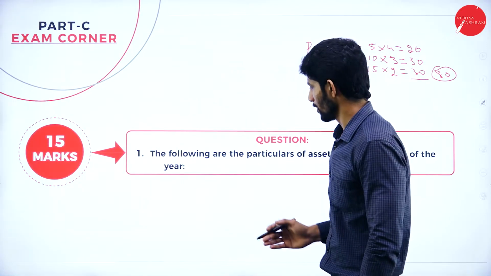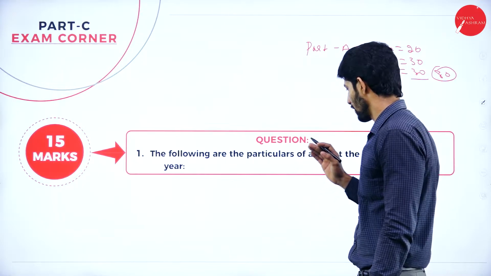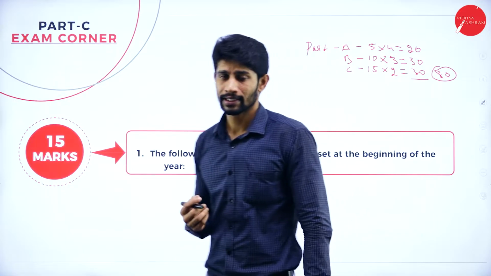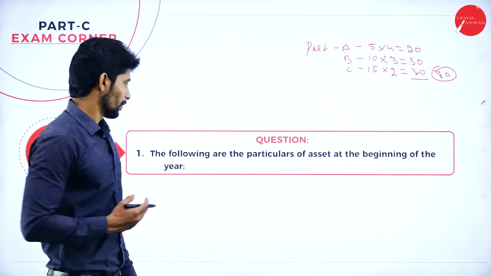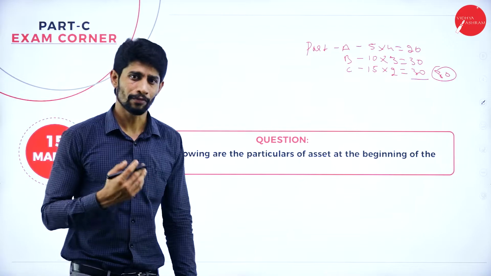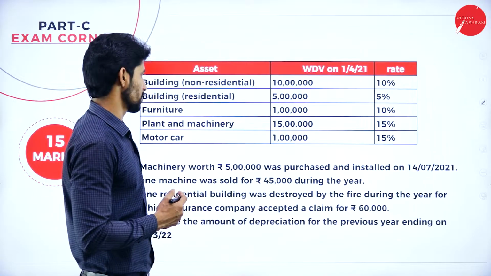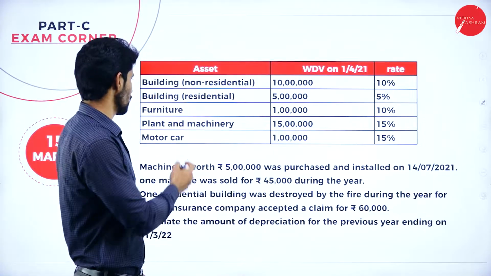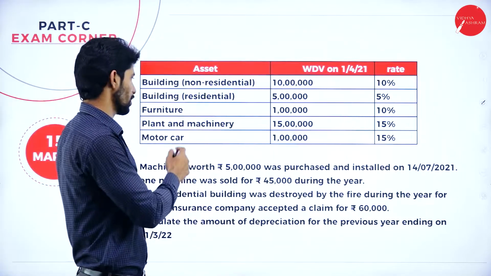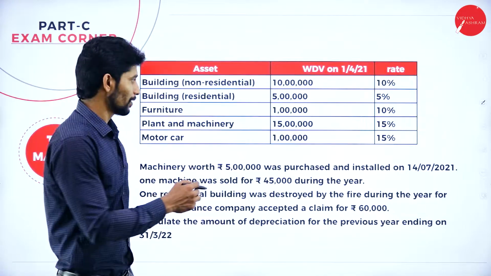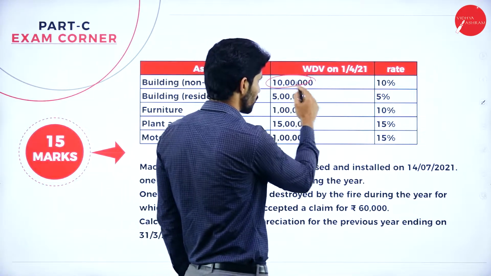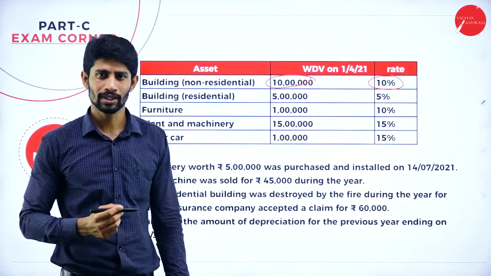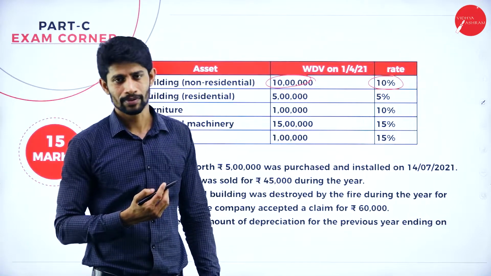So the first question, from the following particulars of asset at the beginning of the year, you are supposed to find out the depreciation. So what are those particulars of assets? Yes, building, that is non-residential, building residential, furniture, plant and machinery and motor car. So the WDB value is given and the rate of depreciation is also given. So by looking at this problem, easily you can get to know that this problem is based on depreciation.